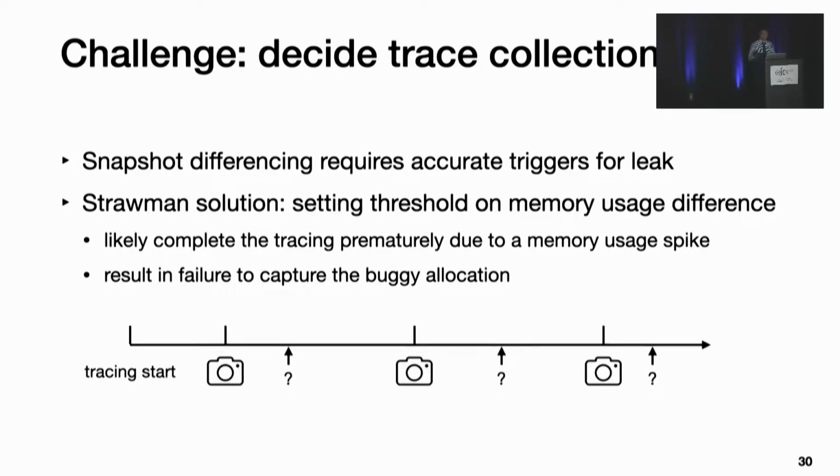A key challenge of this approach is that a leak allocation should accurately trigger the collection to finish. A simple solution is to set a hard memory threshold and trigger completion when the threshold is hit. But it can close off collection too early when a spike caused by normal workloads happens.